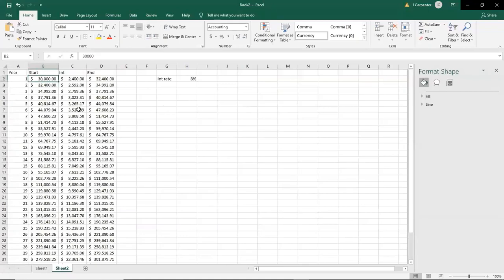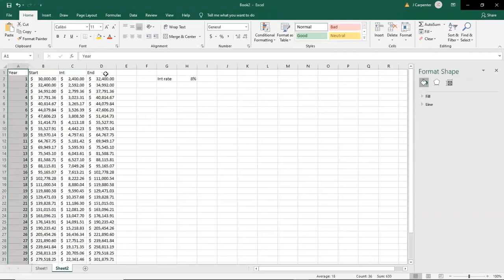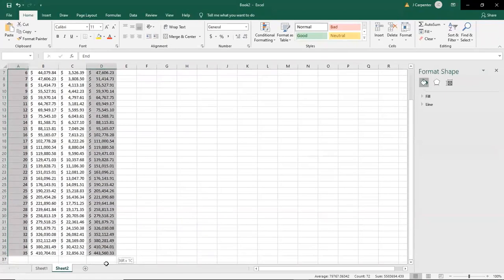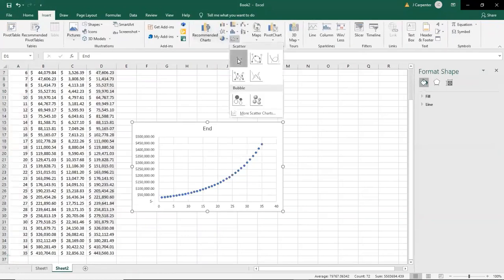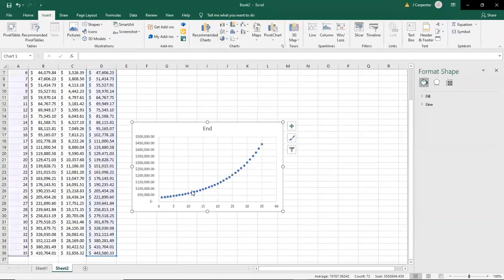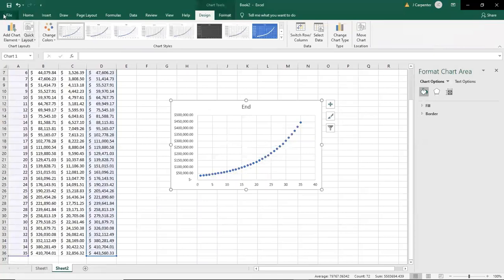But yeah, all right, so let's make our chart. So highlight all the years. Let go. Scroll back up. Before I hit anything else, I'm gonna hit and hold Control, highlight the ending balance. Let go. Then insert, scatter chart, boom. Look at that, it's got a nice bend to it. That's our explosion.